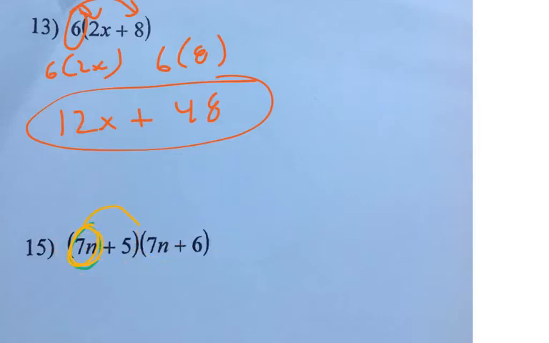We're going to take 7n times 7n. And that, of course, is 49n squared. We're going to do 7n times 6. And we're going to get 42n. I'm going to try red again here, or purple. Now notice, I distributed this 7n, right?